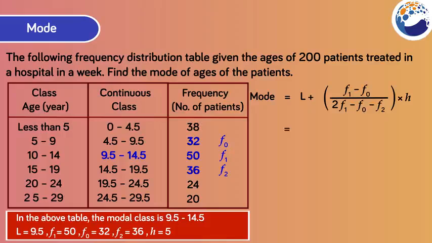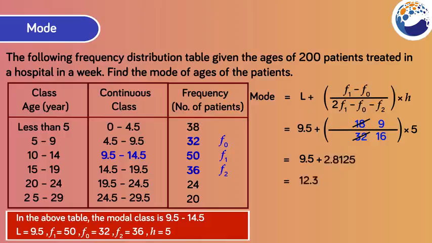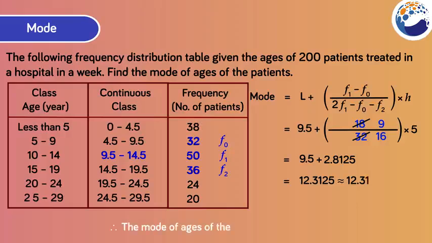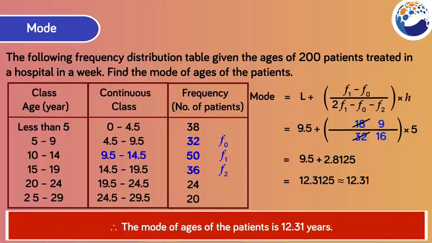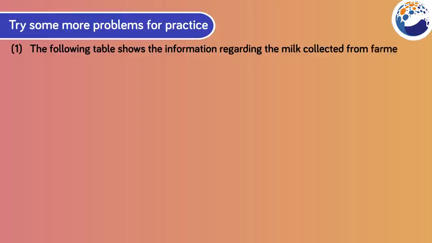We get 9.5 plus 45 upon 16, which is 2.8125, which is equal to 12.3125, approximately equal to 12.31. Therefore, the mode of ages of the patients is 12.31 years. Try some more problems for practice.